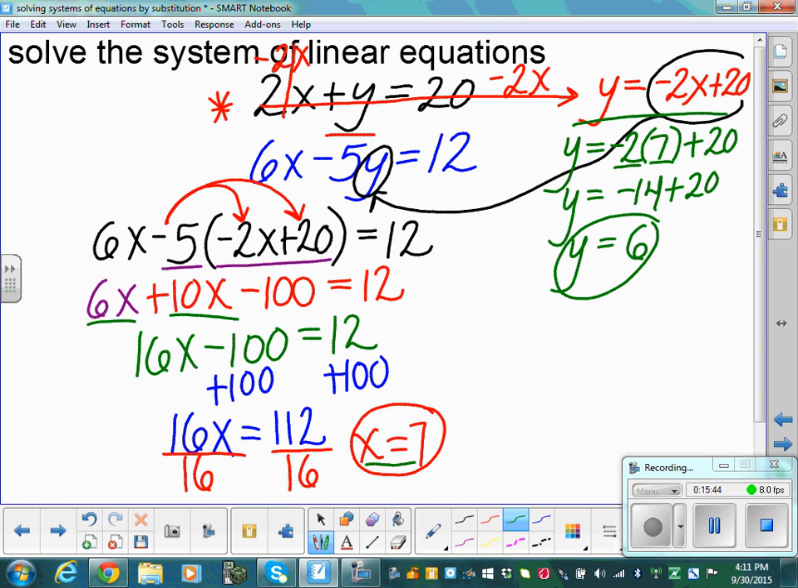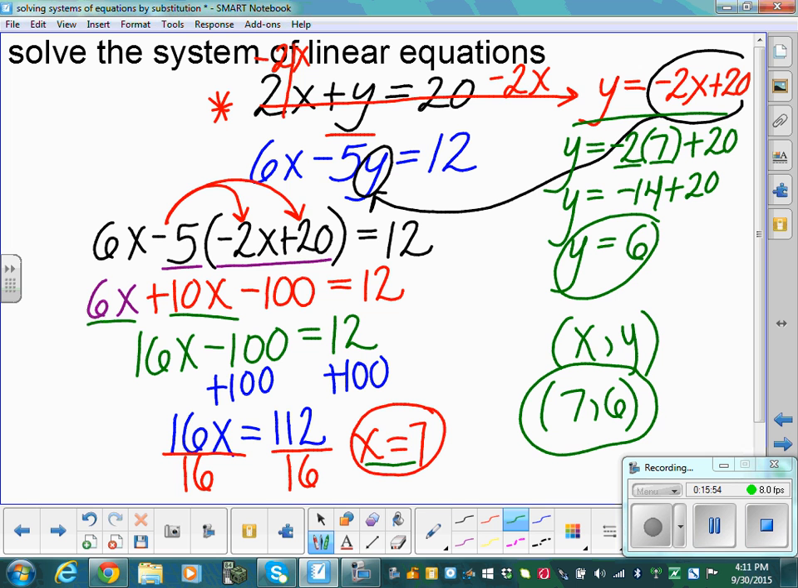So we have our x and y. We know we write our answers as x comma y. So our final answer would be 7 comma 6. And this would be our final answer.